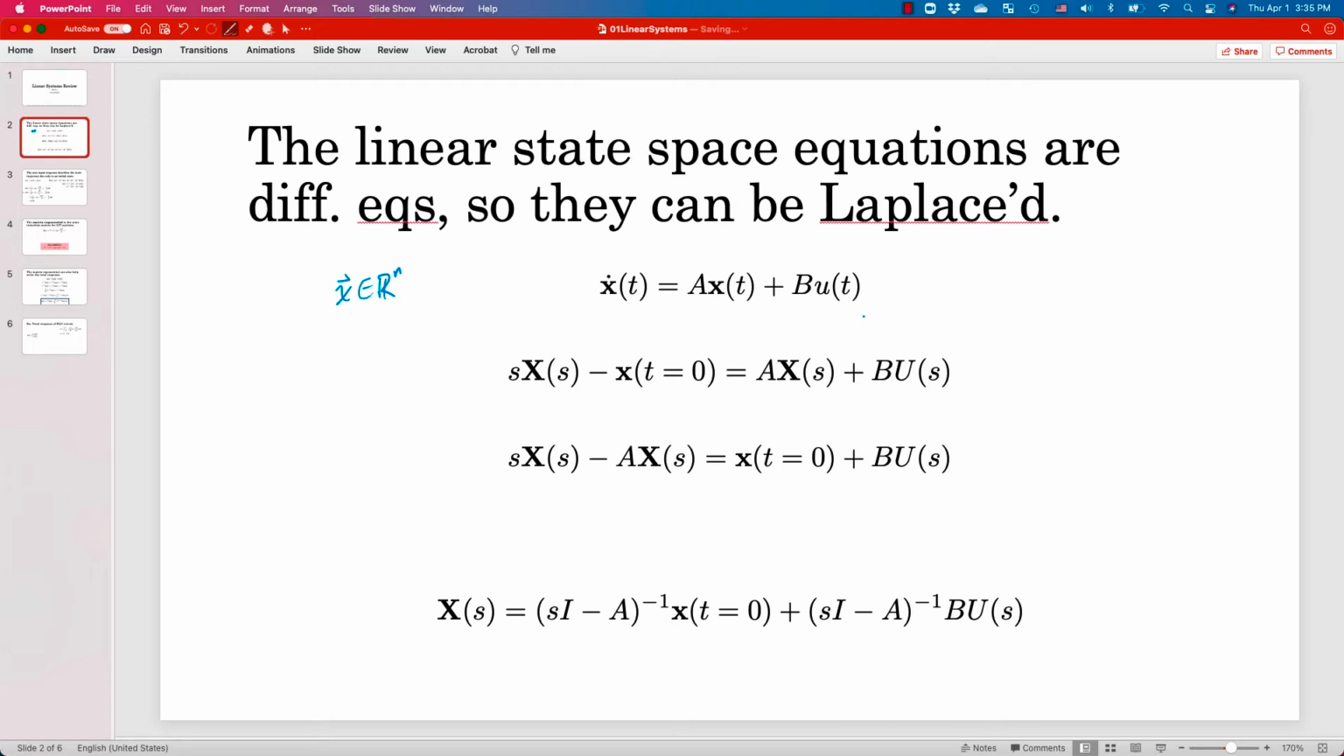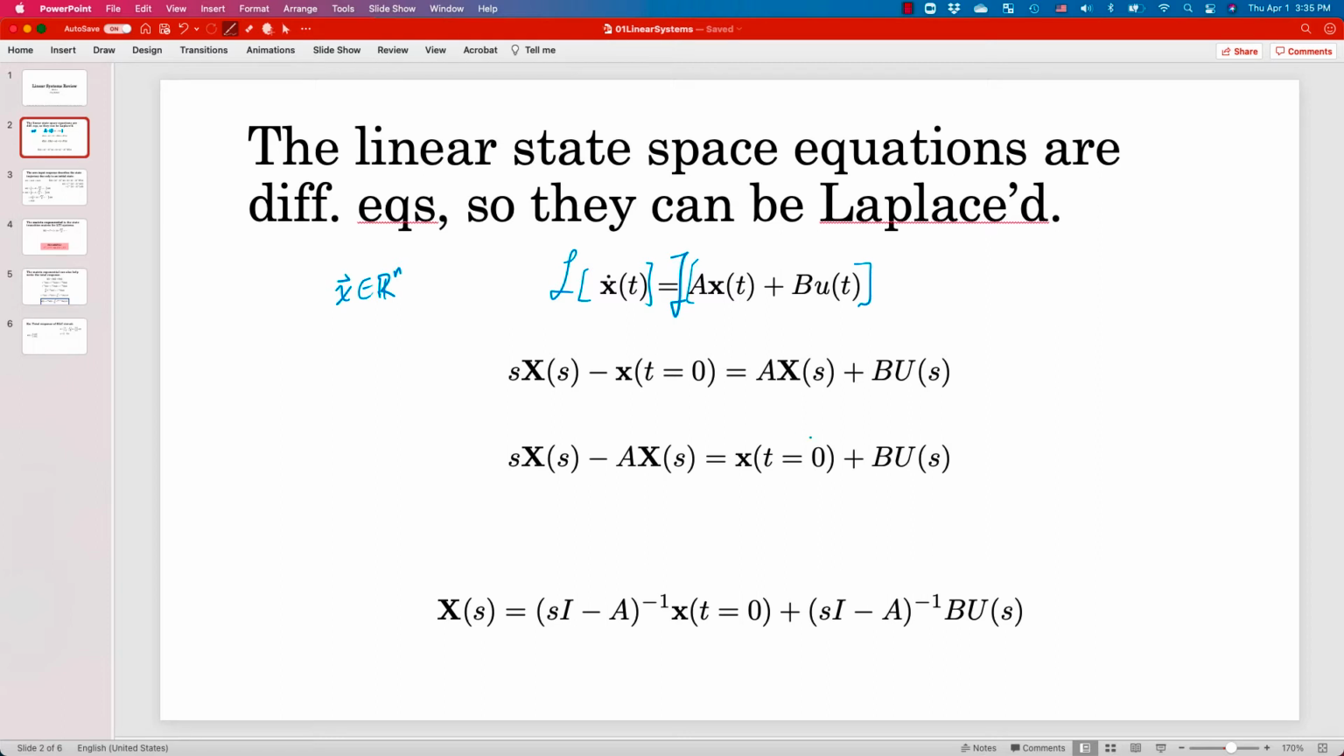But since they are differential equations, they can be Laplaced. So in particular, if I take the Laplace of the left, it'll be equal to the Laplace of the right. And Laplace of a derivative is s times the Laplace transform minus the initial condition. And since Laplace is a linear operation, then Laplace of a times x of t is the a pops out, or you can factor out the constants from the Laplace transform.